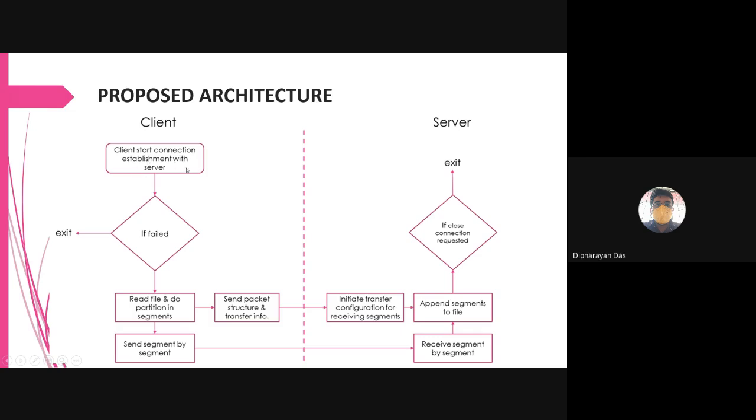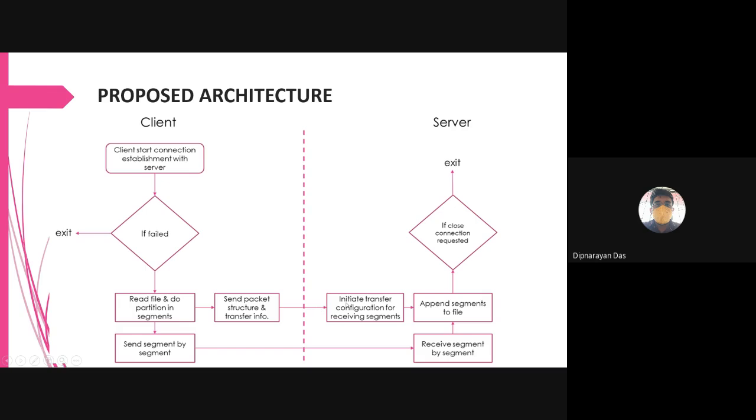So here is the client server architecture. First, the client will start the connection establishment. If it fails, if it cannot communicate with the server, then it will exit from the program. If it is not failed, then it will read the file and partition it into segments. As I already told, if it is a 1,000 byte file and each segment is 10 bytes, then there will be 100 partitions, 1000 divided by 10 equals 100. And here you can see I am sending this packet structure only once, at first, not every time. Then it reads the segments byte by byte from the file and sends them to the server.